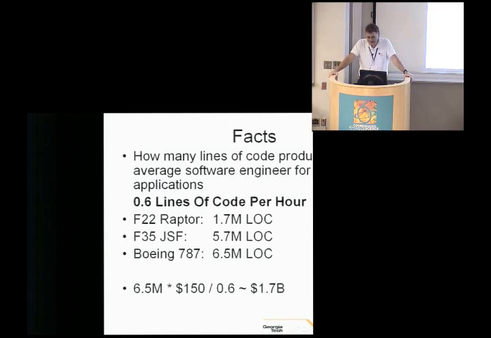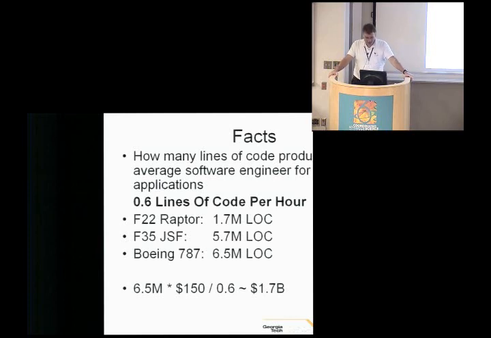And then you look at the different aircraft that came out in the recent past. The F-22 contains about 1.7 million lines of code related to the avionics. The F-35 is 5.7 million lines of code, and then the Boeing 787 is 6.5 million lines of code. So you can do the algebra, and you end up with the cost of about $1.7 billion invested by Boeing in the Boeing 787 software component alone. Okay. So for those of you who like programming, it's nice.